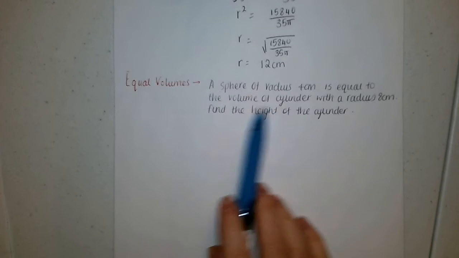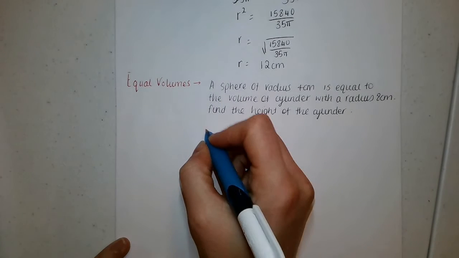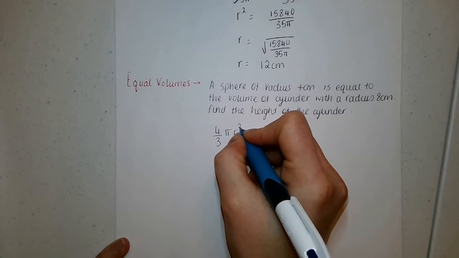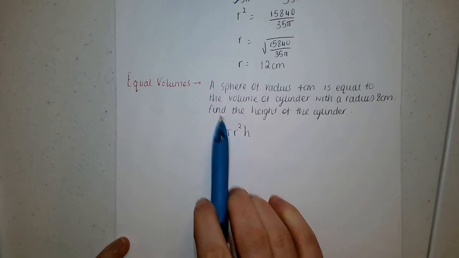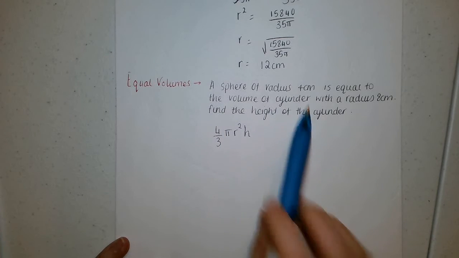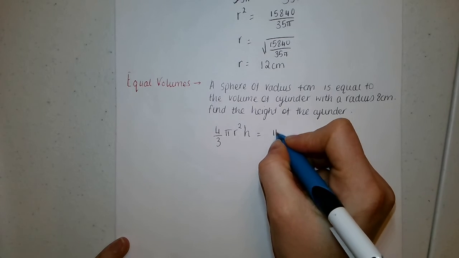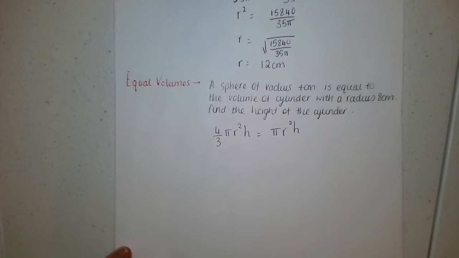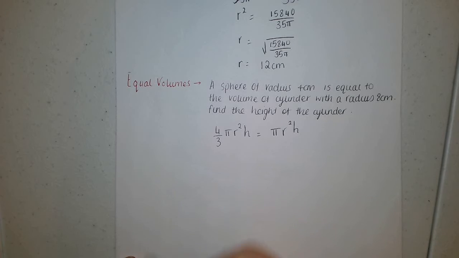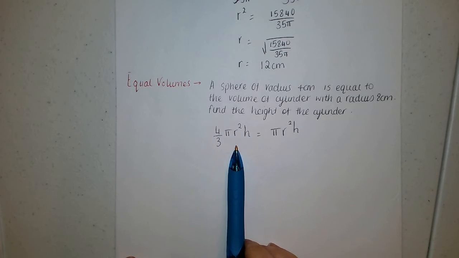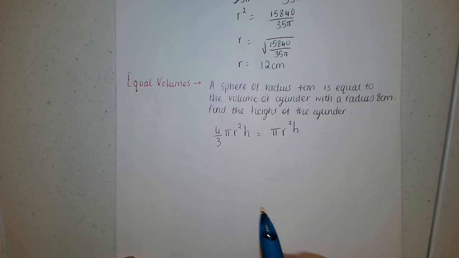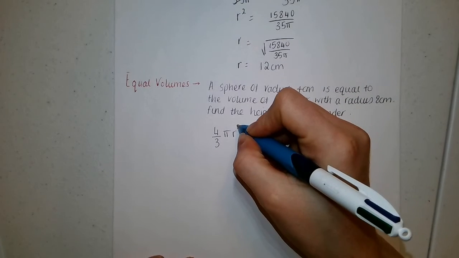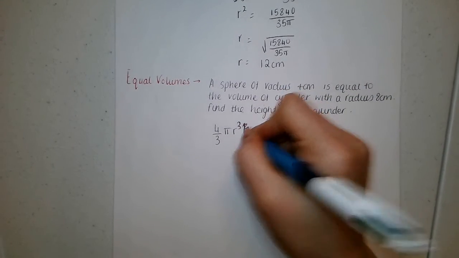So we want to find the volume of this sphere first of all. The volume of a sphere in the tables is 4 over 3 pi r cubed. And it tells us here that that's equal to the cylinder, and we know that the formula for volume of a cylinder is pi r squared h. So here we're going to sub in the different values. I've written in the wrong formula at first.